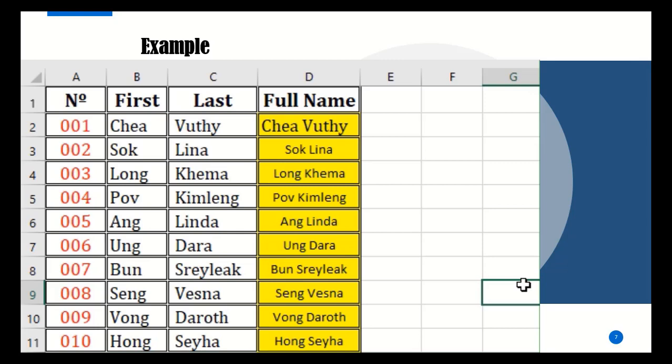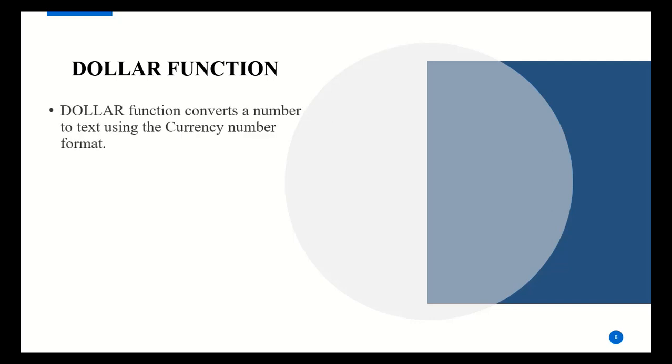So next we talk about the DOLLAR function. What is the DOLLAR function used for? When do we need this function? The DOLLAR function converts a number to text using the currency number format. Do you understand about this? Don't worry, I will show you an example. Now look at the syntax first.